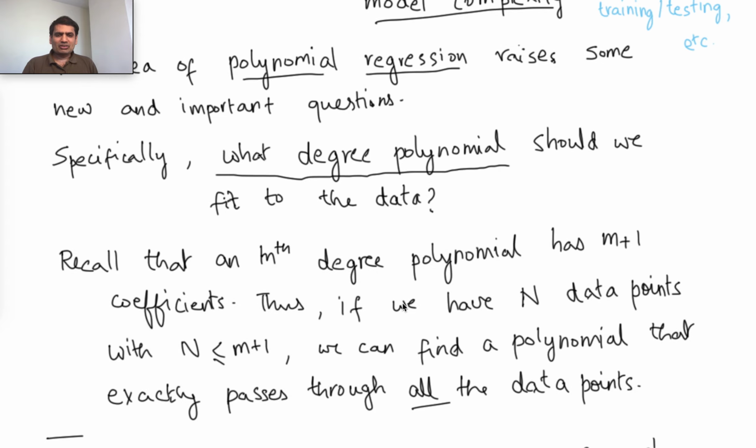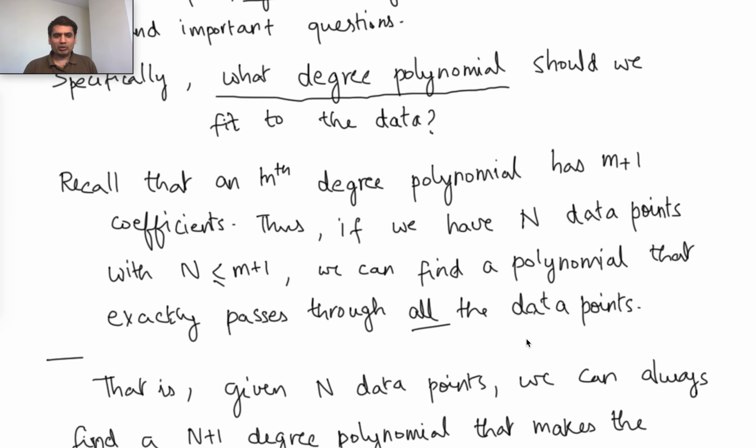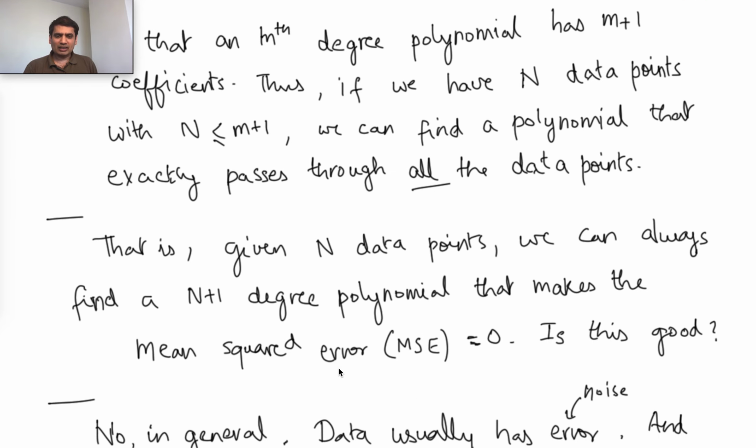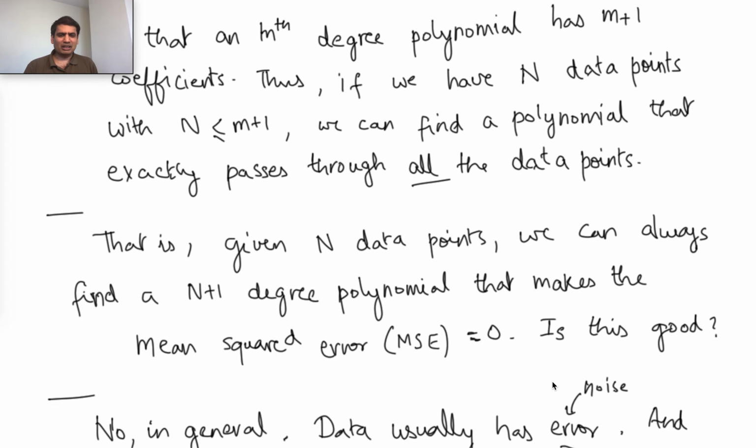Just to recap, if you have an mth degree polynomial, it's got m plus 1 coefficients. And if you have n data points, then we can find a polynomial of degree at least n minus 1 that exactly passes through all the data points, right? Specifically, we can make the mean squared error exactly equal to 0. And our question was, is this good? We already saw evidence that it's not necessarily a good idea.